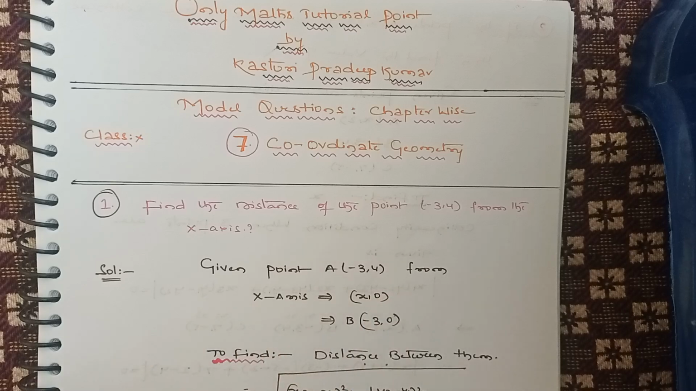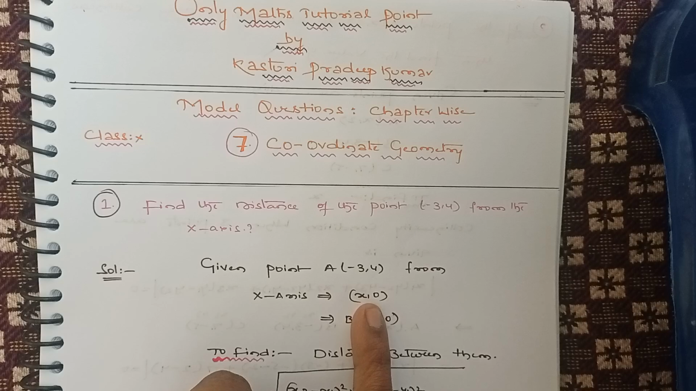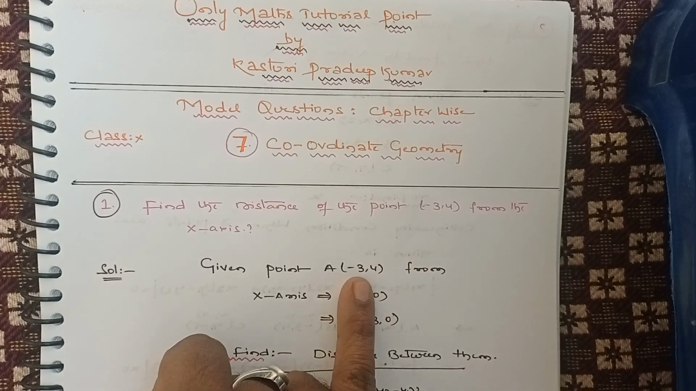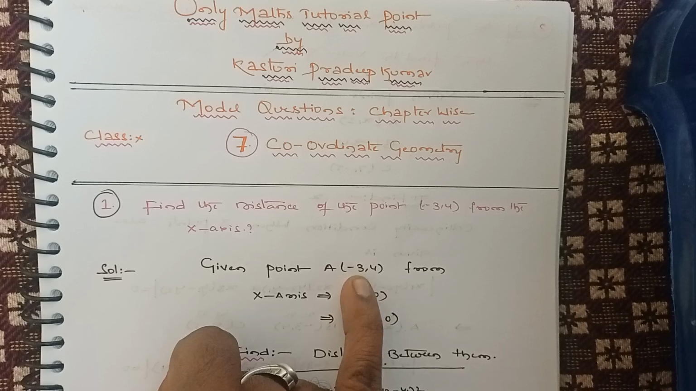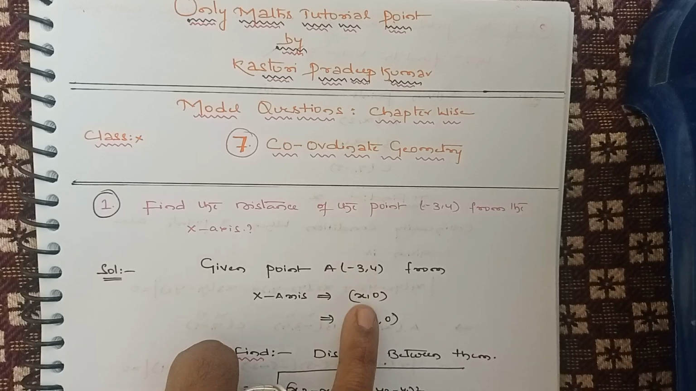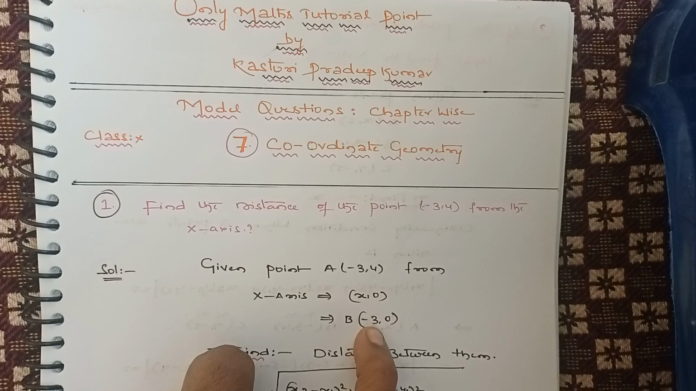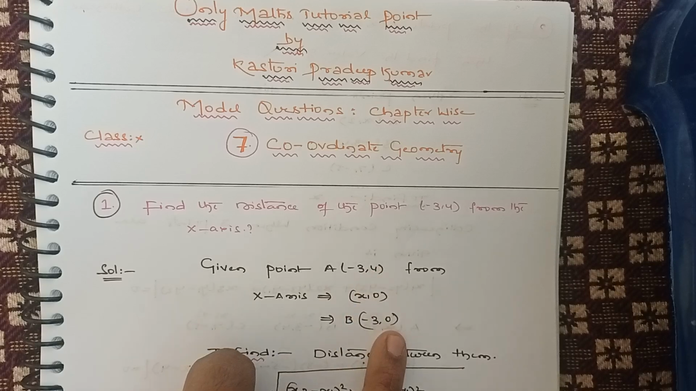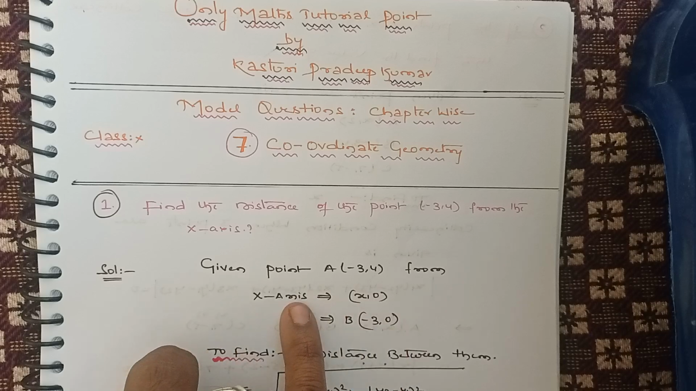So x-axis means we have only x information but not y information. Yes or no? So that can be written as x comma 0, guys. But already in the given point we have minus 3, right? So that is x value. So we can write like that. In place of x, we can replace by minus 3, and 4, that is y value. We don't consider y value because they gave x-axis.